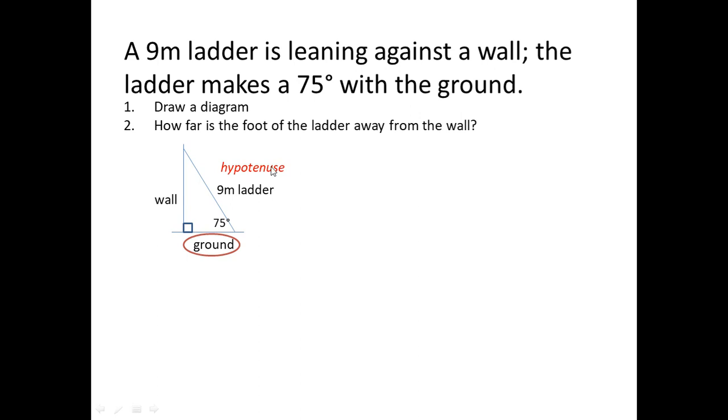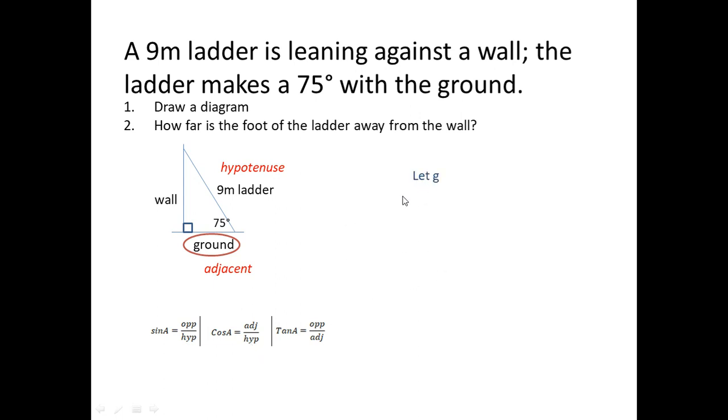Okay, so let's label our sides. We have our hypotenuse here because this is across from our 90. I'm going to ignore the wall because the wall is not important to us at this point. But I will identify the ground as our adjacent. So we can go to our menu here: adjacent and hypotenuse. That means we need to use cosine.